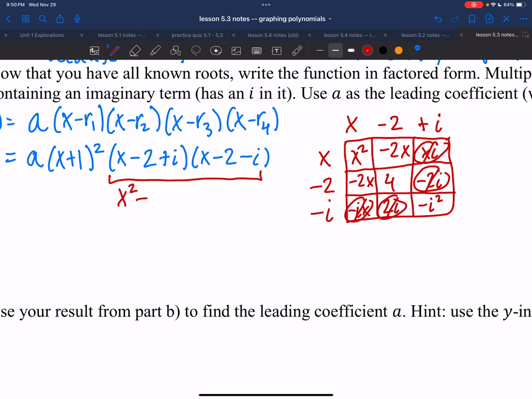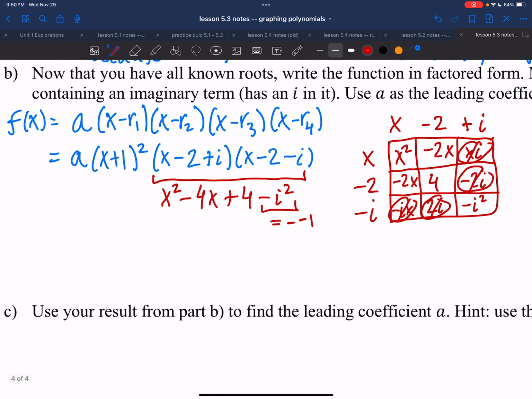is x squared minus 4x plus 4 minus i squared. But that equals -1, so that's plus 1. So put that all together. Let's put it back in blue. a times x plus 1 squared times x squared minus 4x, and now it's plus 4 plus 1, which is plus 5.